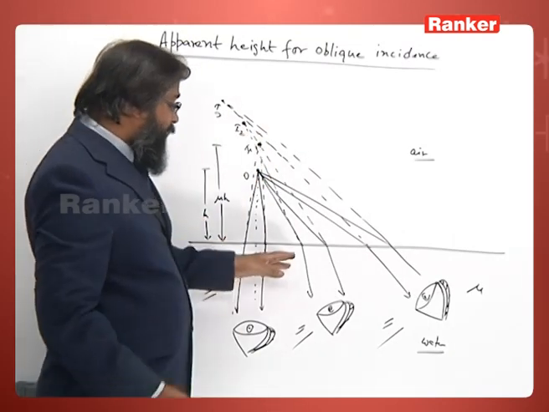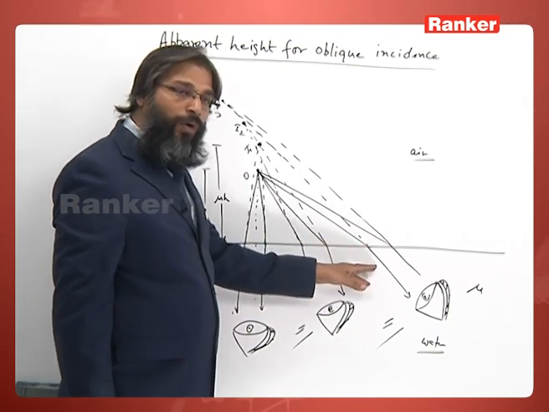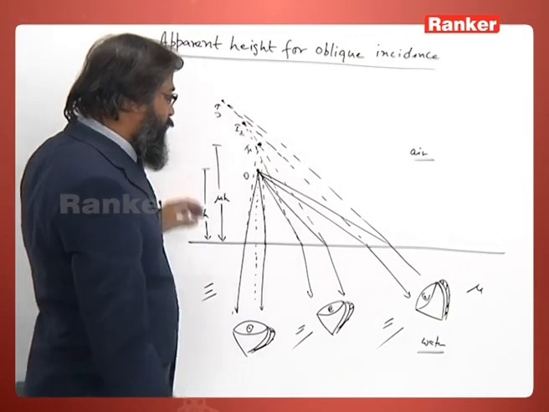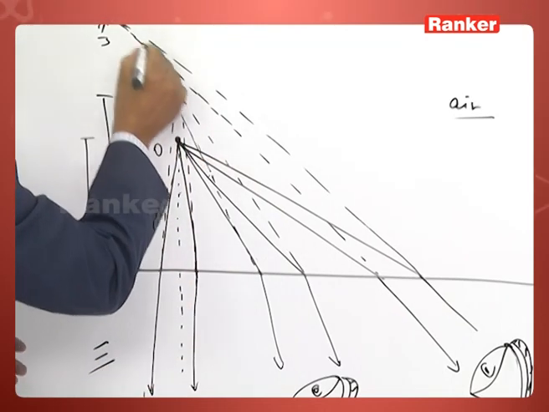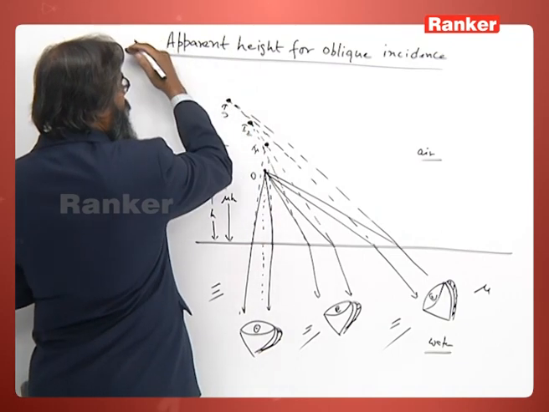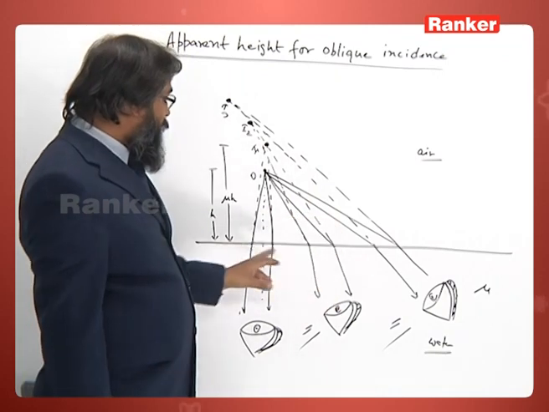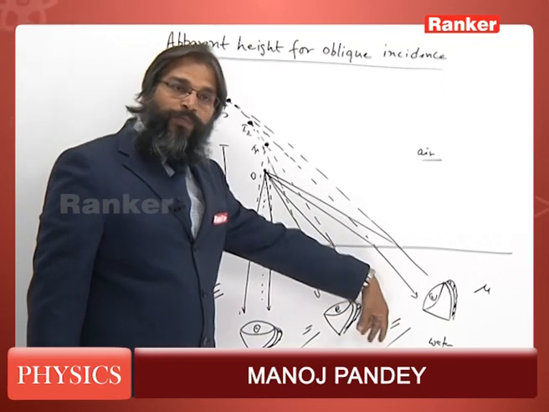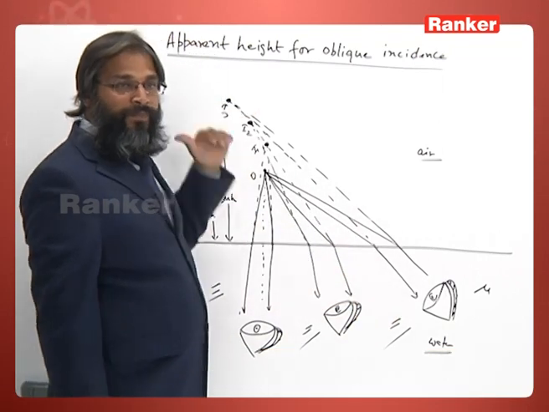This happens because as the angle of incidence is more, the deviation will be more, so the ray will further meet here. So as we go here, the image was formed here, then here, then here, and as we go further, the image will go this way. So this is how for oblique incidence the image won't be formed on this line, it will be shifted away from the eye and it will be more above this surface.